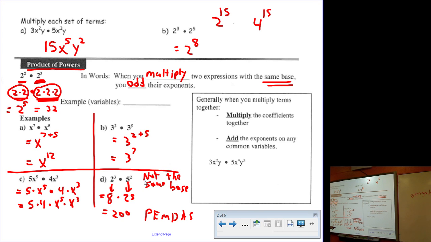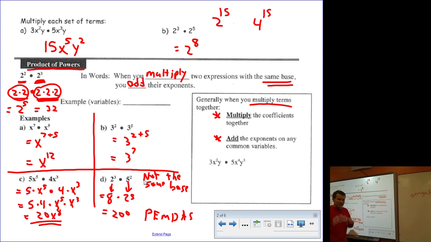And that allows me to go ahead and multiply the numbers together, 5 times 4, and multiply the variables together. The x to the 5th and the x to the 3rd do have the same base. Therefore, I can add their exponents and get x to the 8th. 20x to the 8th is what I get there. And I just want to go ahead and show you one more time how that works. Generally, when you multiply terms together, you multiply the coefficients and you add the exponents on any common variables.